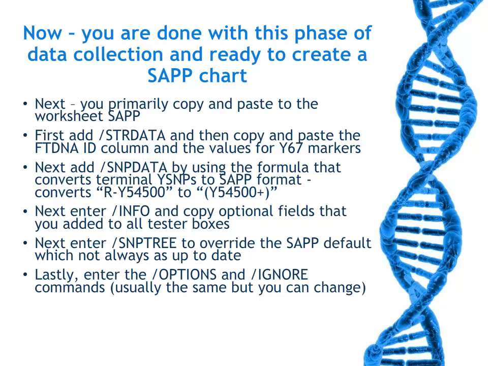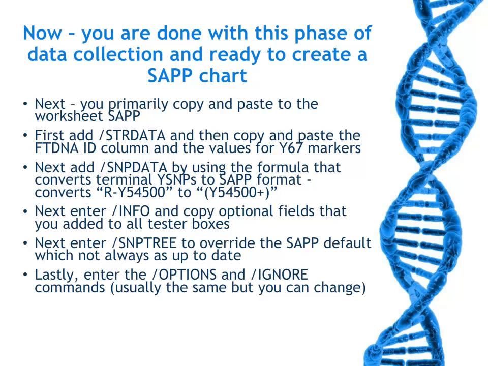markers. And so in this particular worksheet, you just go back to the original worksheet, copy everything out to the 67 markers, paste it into this new worksheet under the STR data, and then you delete everything but the FTDNA ID, which is the key used for every tester, and all the 67 markers. Next, you do the same thing for SNP data.